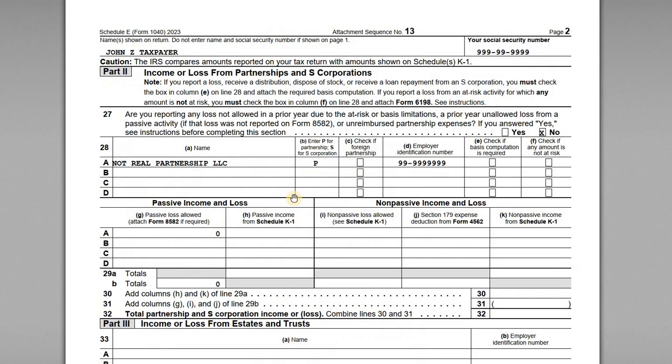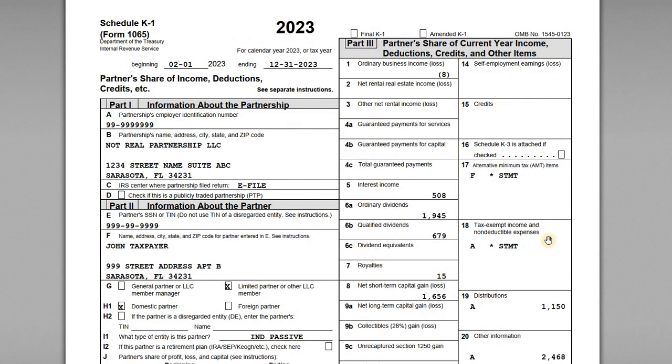And then again on page 2 of Schedule E, we are not reporting any kind of passive losses because of the passive activity loss limitations. Now there's obviously other limitations that apply, right? Basis issues or at-risk issues. But in this case, he has plenty of basis. It's just the fact that it's a passive activity loss, which is why he can't record that.